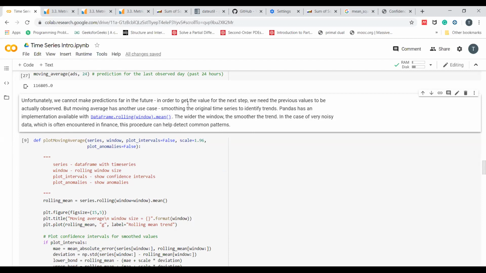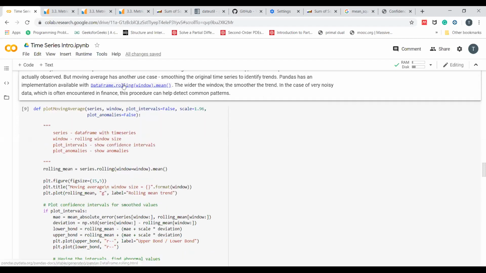So the moving average in this case has another use case. It can be used to smooth the original time series to identify any trends. In pandas, there is an implementation already available. It's called DataFrame.rolling(window).mean(). The wider the window, the smoother the trend. And with this rolling window mean, it can help to identify any common patterns.